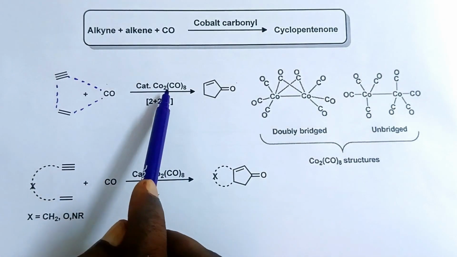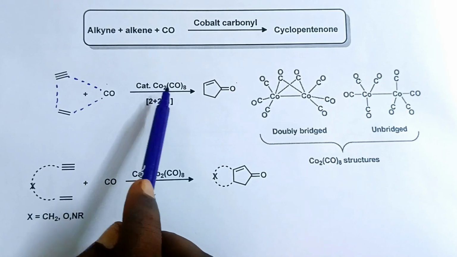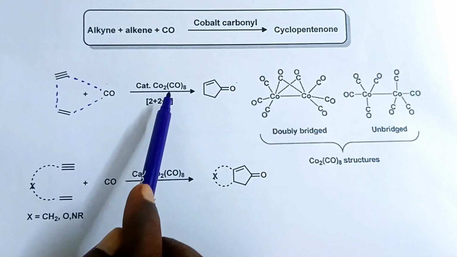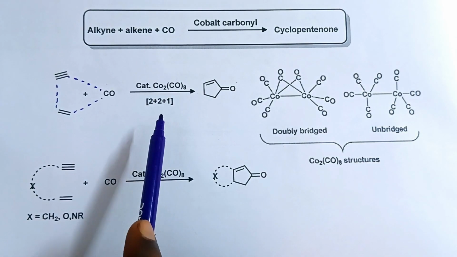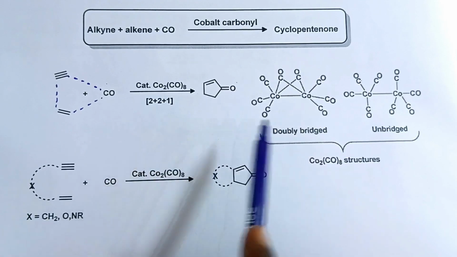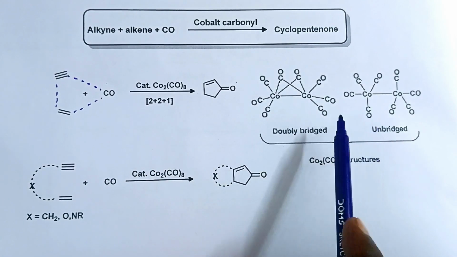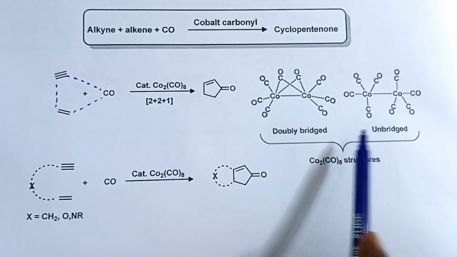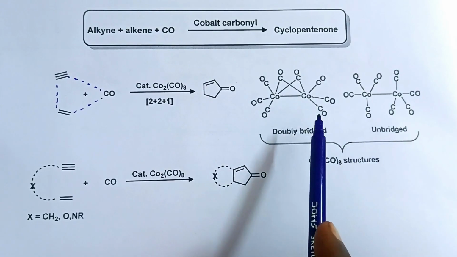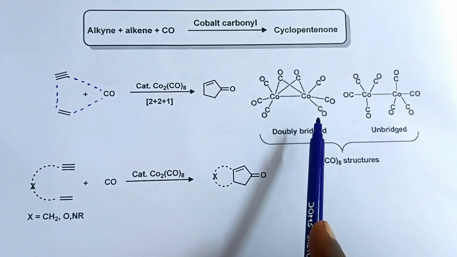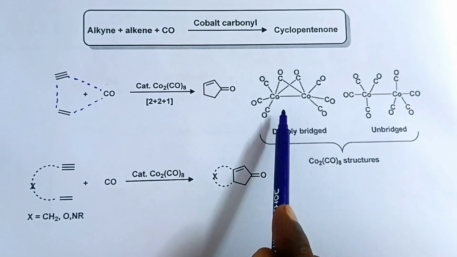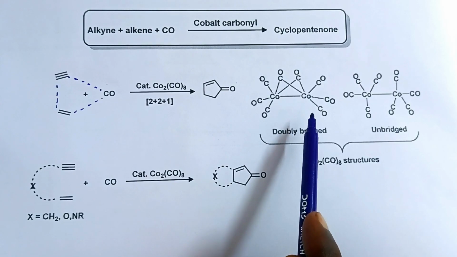And the catalyst we use here is dicobalt octacarbonyl. You might have studied about this in your organometallic chemistry. This exists in two isomers. Both are 18 electron species. It is a dimer. If it is a monomer, it can't exist because it is a 17 electron species. The dimer is an 18 electron species, stable.